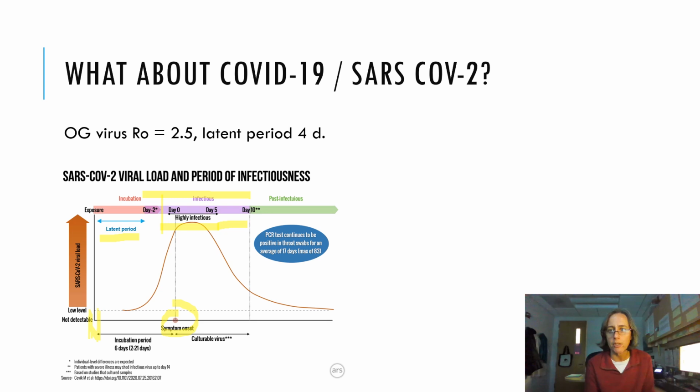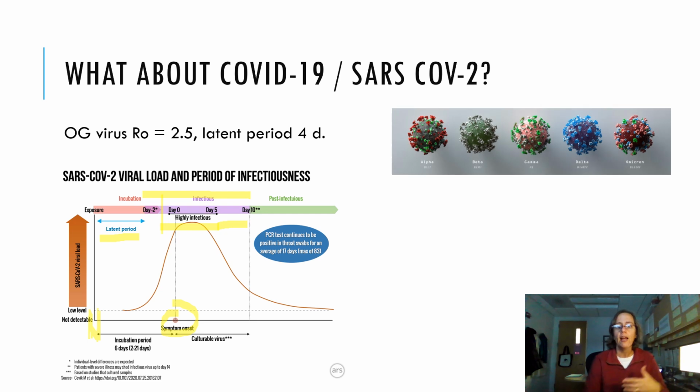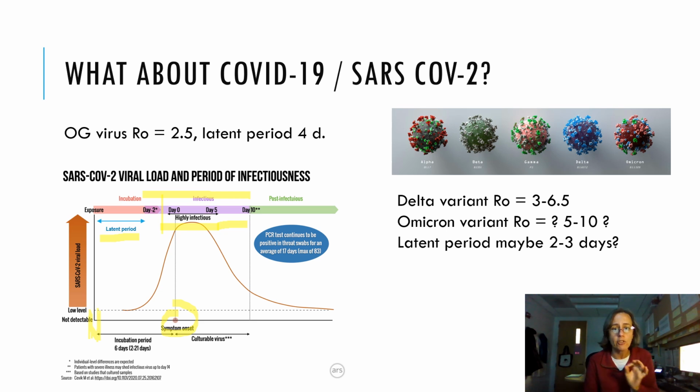It varies from person to person. And not only does it vary from person to person, these are just averages, but COVID then went and mutated, right? So as things do, we started with the original virus, and then we had the alpha variant, and then the beta variant and the gamma, and then the delta. And the delta variant, interesting, was more contagious than the original. So its R naught was somewhere around 3 to 6.5.